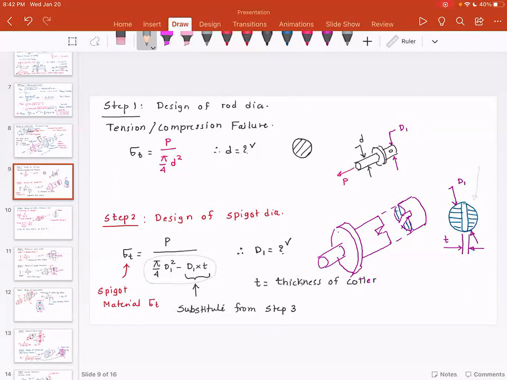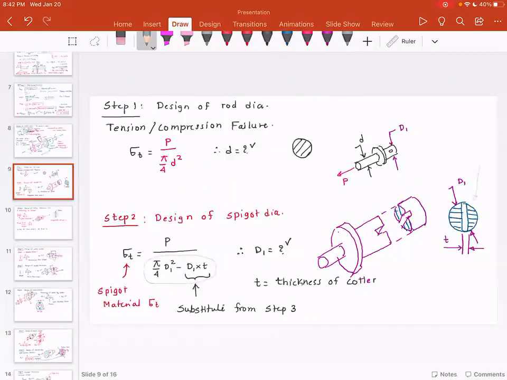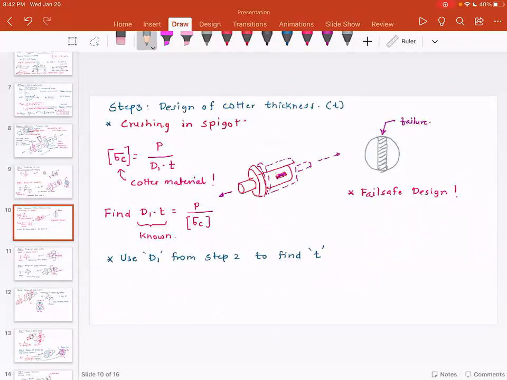But unfortunately, the rectangle is d1 multiplied by t. So t is not known. So what we need to do is go to the next step, which is step 3, where we find out the value of t based on the crushing of the cotter. And then we take that value of t, substitute it back in step 2, and get the value of d1. Once we know the value of d1, we go back to step 3 and find out the value of t. Next question.